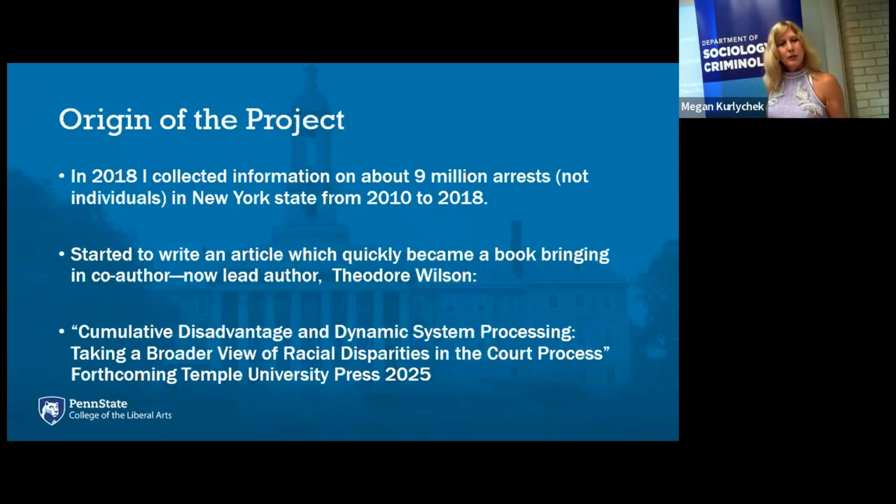So when I talked to the Division of Criminal Justice Services, I was able to get data from arrest, arraignment, dismissals, alternative dispositions, plea bargains, trials, the whole way through sentencing. So you have the complete picture for 9 million arrests. So I get this data file with 9 million arrests, not 9 million people, it was about 4 million people, 9 million arrests.